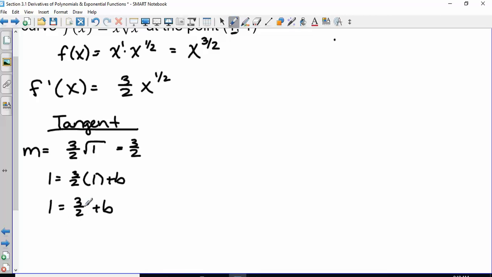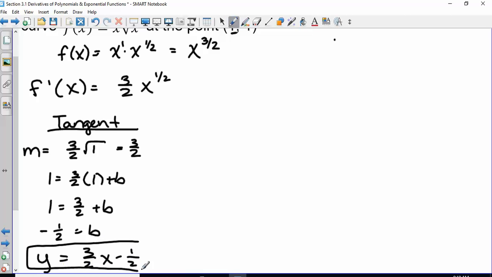So 1, that's the same as 2 over 2, minus 3 over 2. So my equation is y equals 3 halves x minus 1 half.